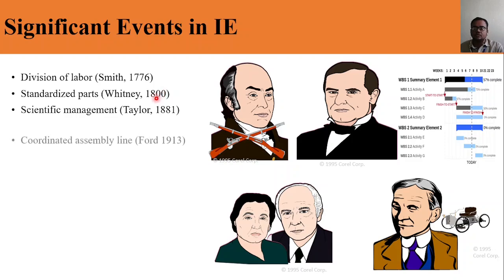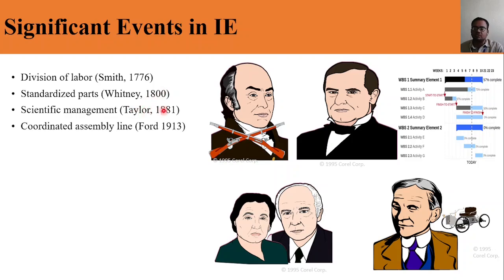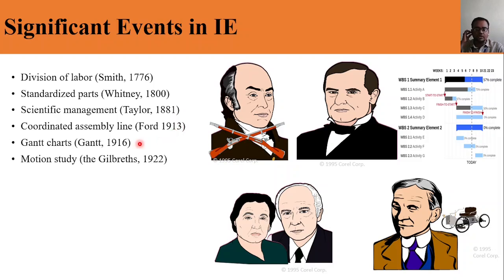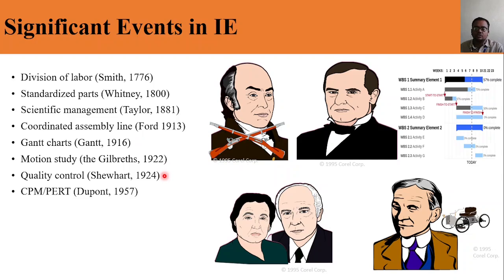The third one is scientific management, whose proponents are called the fathers of management principles, Mr. Henri Fayol and Mr. F.W. Taylor. The next one is the coordinated assembly line developed by Henry Ford. The Gantt chart, one of the most common charts used for project management, and then the motion study, which is commonly used to analyze the ergonomic aspects of humans. The quality controls, the CPM and PERT. CPM refers to critical path method, and PERT refers to program evaluation and review technique.